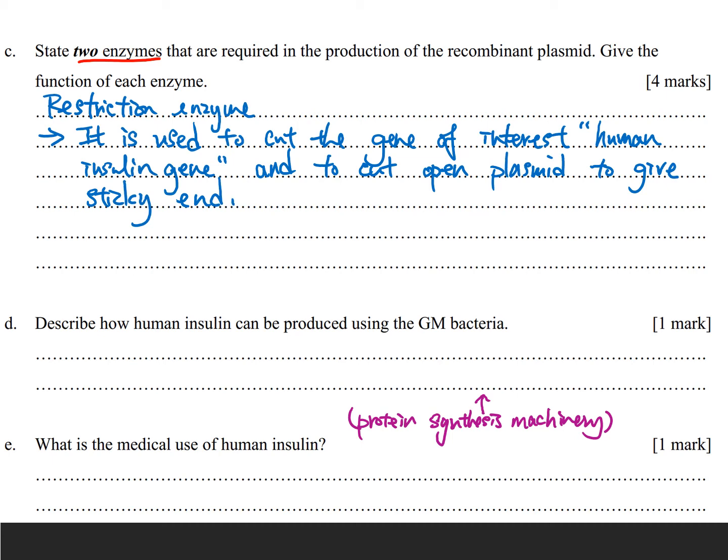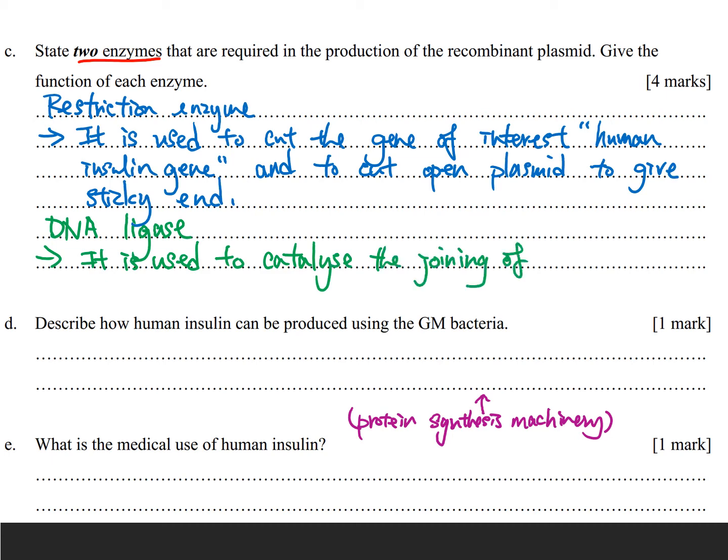And the second enzyme that is used in the preparation of recombinant plasmid would be an enzyme for sticking and joining. We call it a DNA ligase. So the function of it is to catalyze the joining of gene of interest and the plasmid.